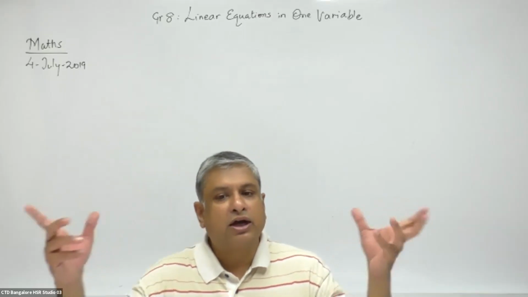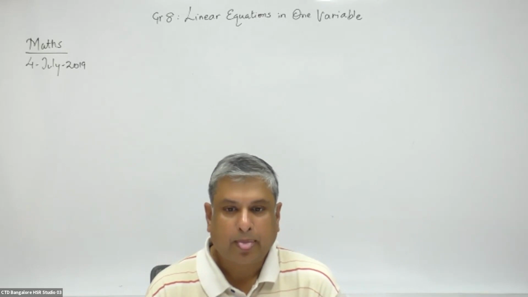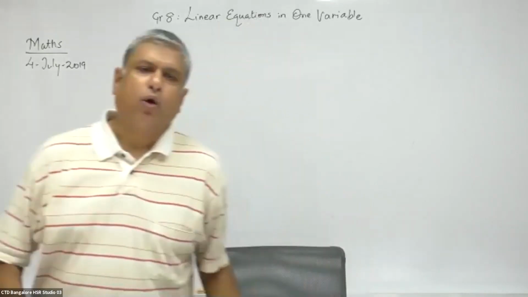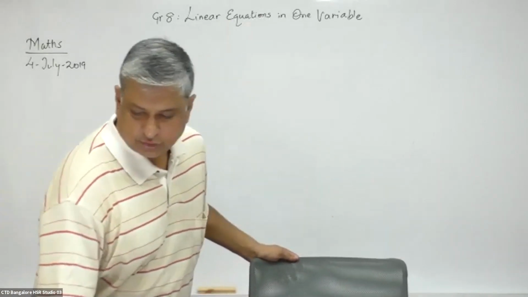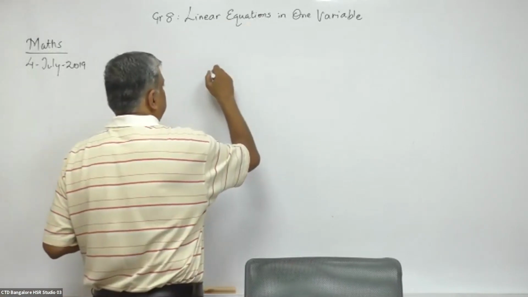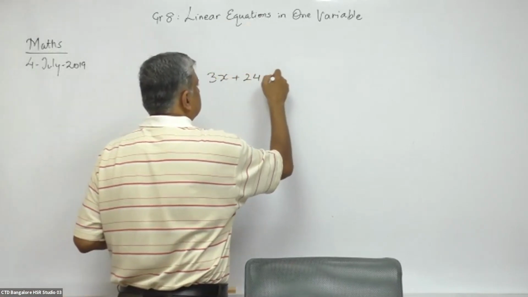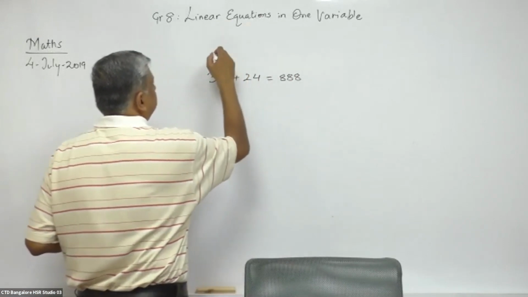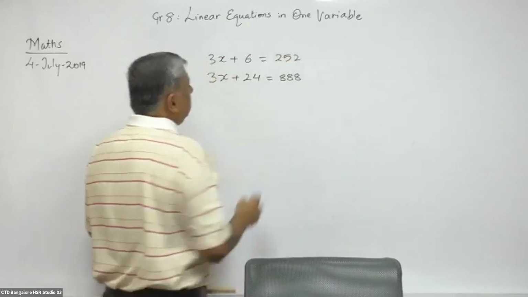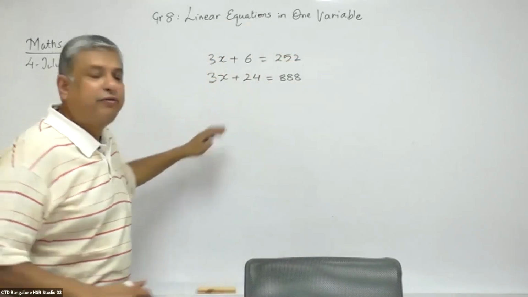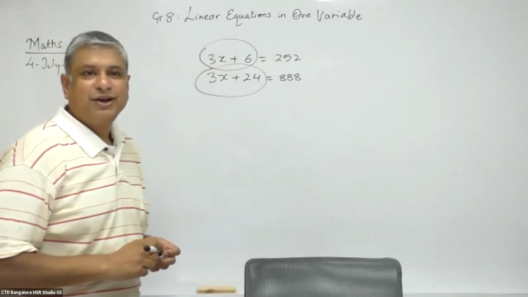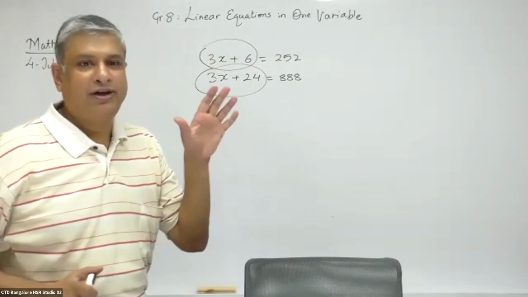So that was continuation from the last class. Now, have you noticed in all the examples and the questions we have solved, we always got linear equation. For example, we got here 3x plus 24 equals to 888. Or in the previous question, we had 3x plus 6 equals to 252. In all these examples, the variable is only on the one side, either the left side or the right side. So that was very simple linear equations.